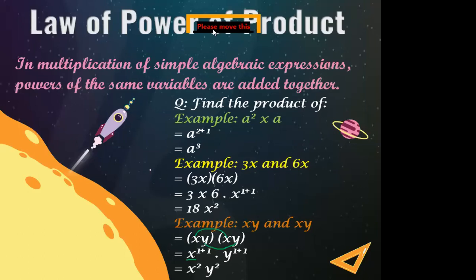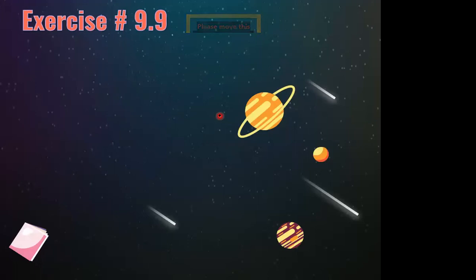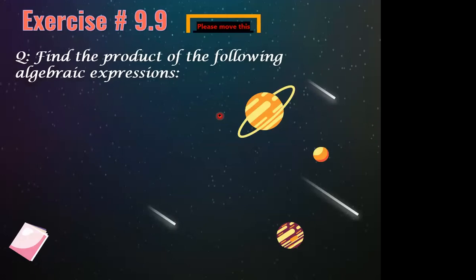Now we are moving towards the next and last topic, or simply we are going to solve our exercise number 9.9. I am going to tell you how you will solve a few questions from exercise 9.9, and then I will show you the index, and then you will attempt some questions from exercise number 9.9. But before that, I am going to explain the example.